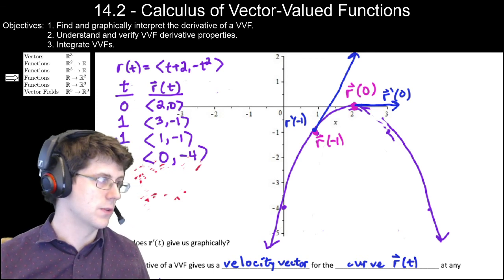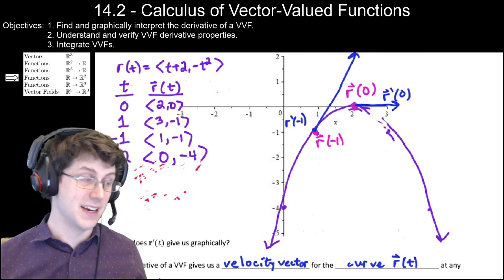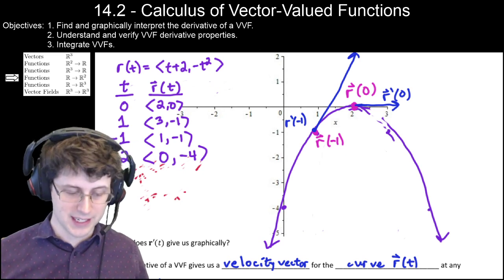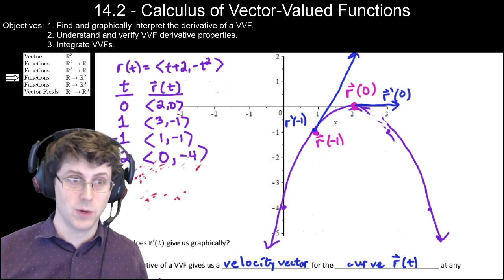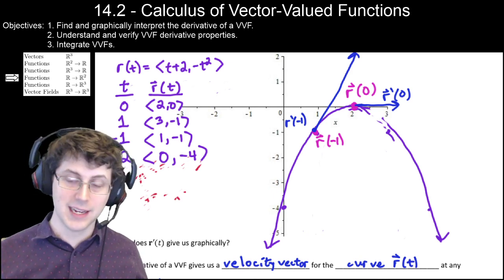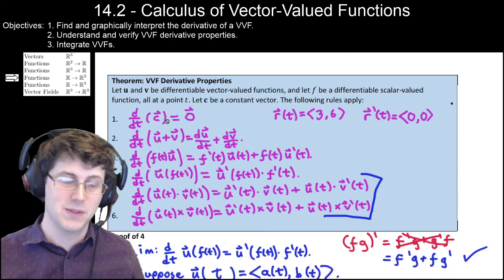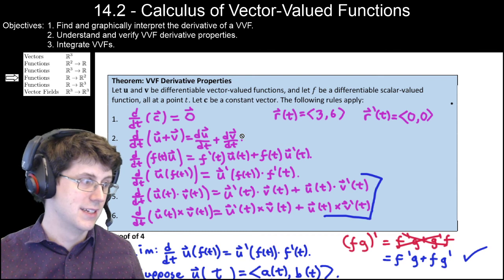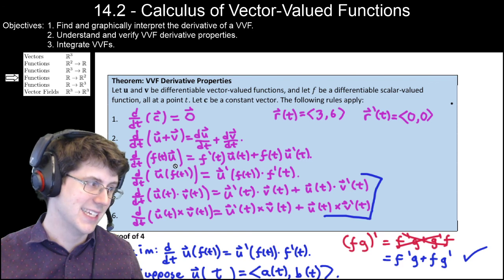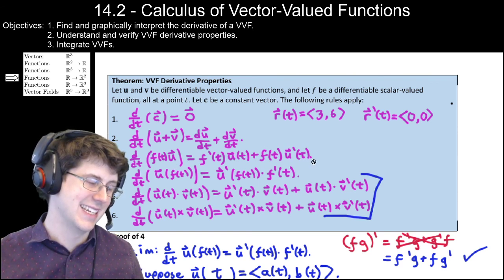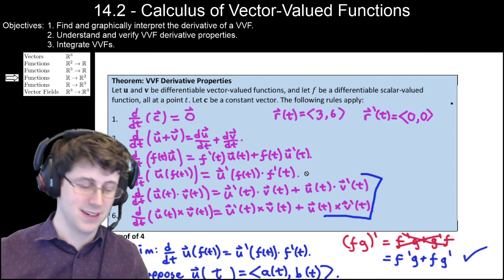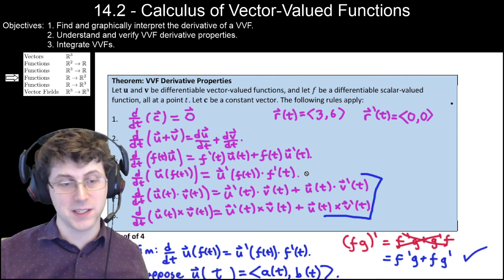In step 2, objective 2 was to understand and verify derivative properties. These are mostly the same derivative properties that worked in Calc 1 work in Calc 3, just you have to do them one component at a time. This was them. We've got the constant rule, the sum rule. We got a constant multiple rule. But it's kind of like a product rule, really. You kind of got 3 product rules here. And then the fourth one was a chain rule where there's a real valued function inside a vector valued function.